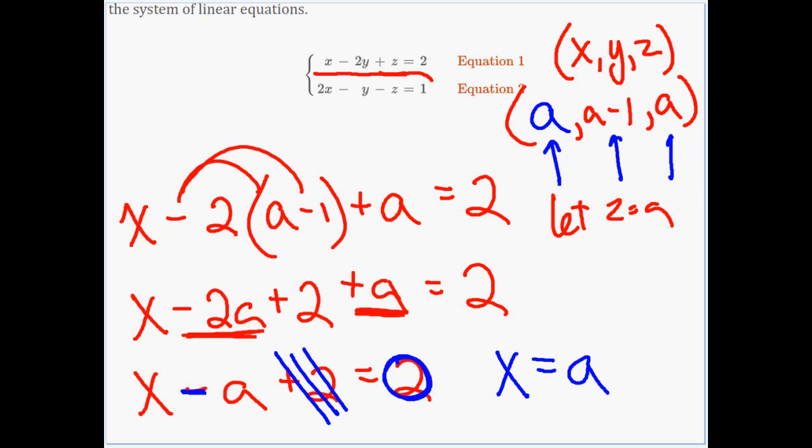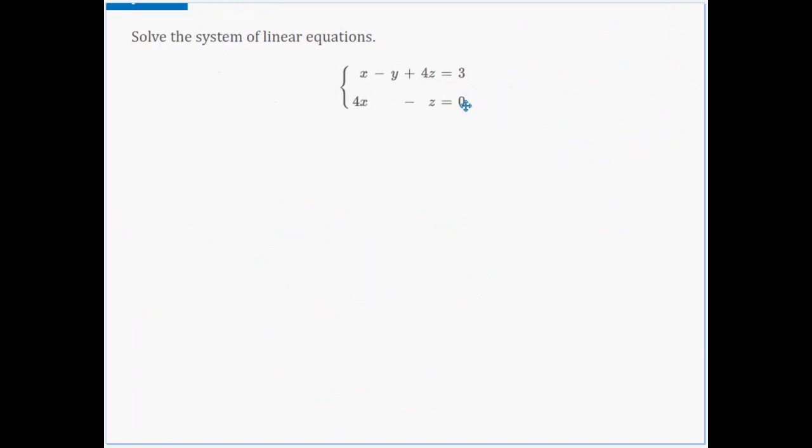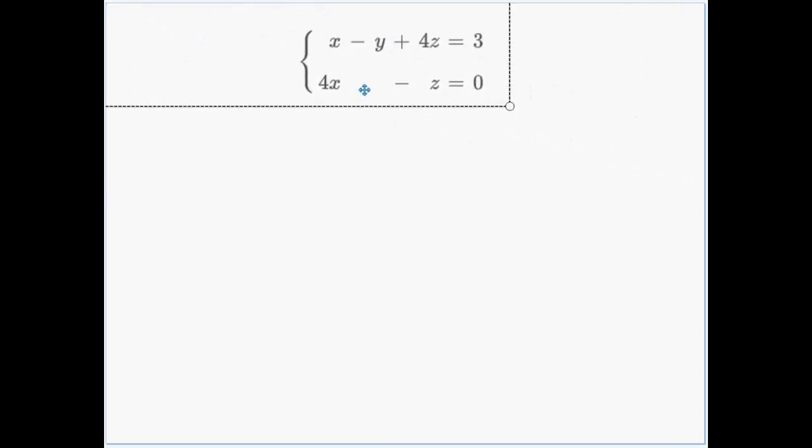All right, that means you can try this practice problem here, and that'll be the end of the video. So pause the video and give this one a shot, and then fire the video back up and see how you did.